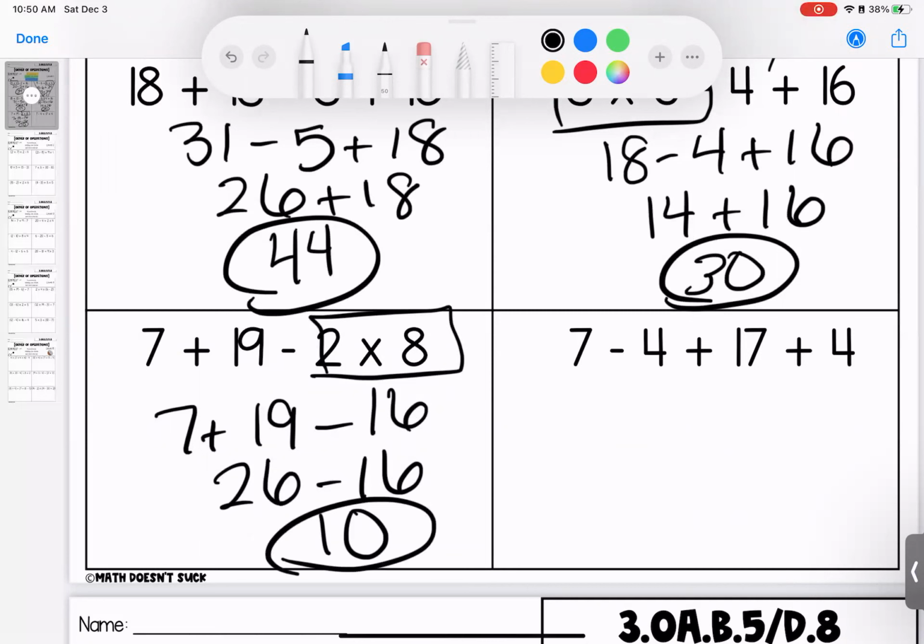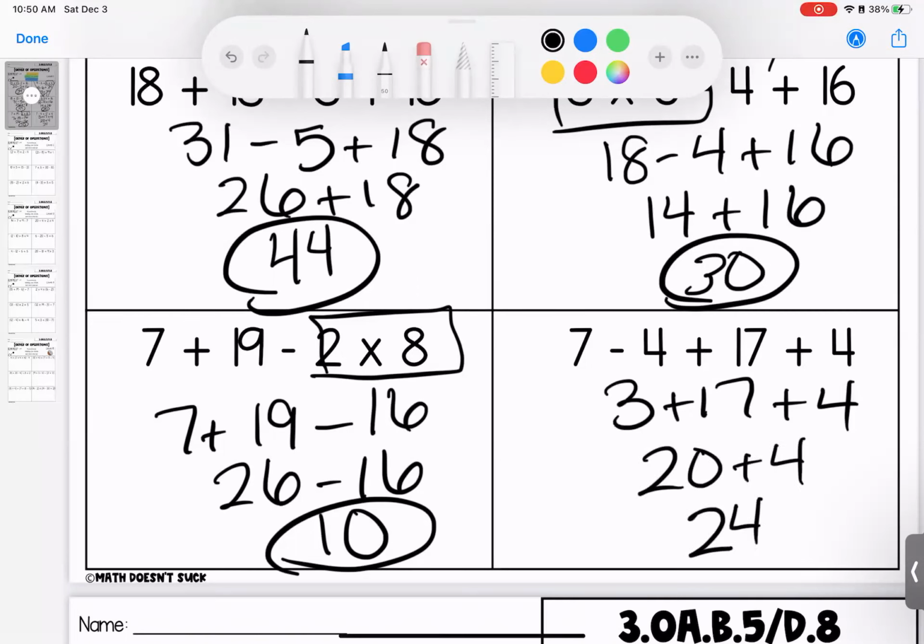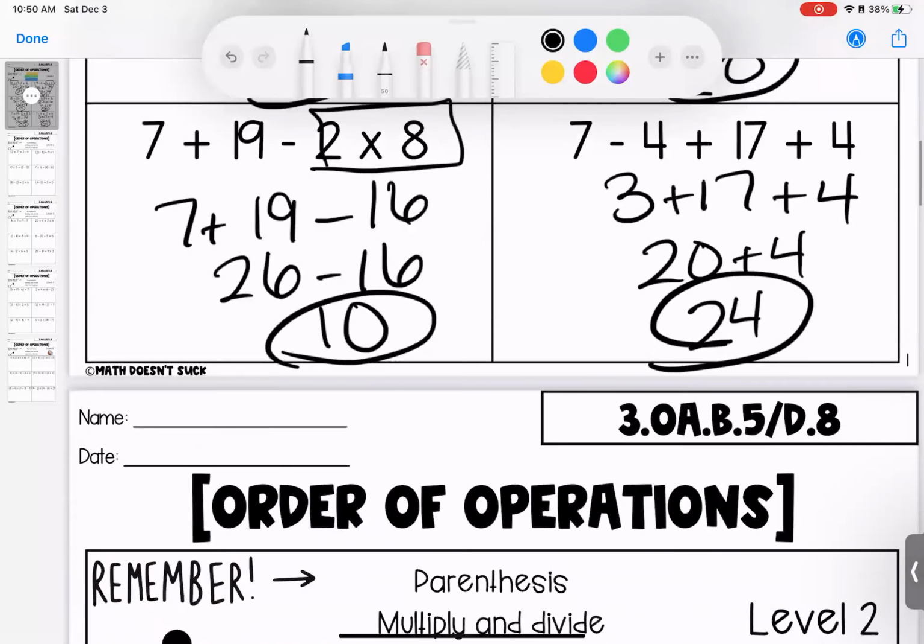This next one, we don't have any multiplication or division, so we're going to add and subtract in the order that we see it. 7 minus 4 is 3. Rewrite. 17 plus 3 is 20. Rewrite. 20 plus 4 is 24. That's my final. That's the end of page 1, level 1. If you are ready for the next set, hang tight because here they come.